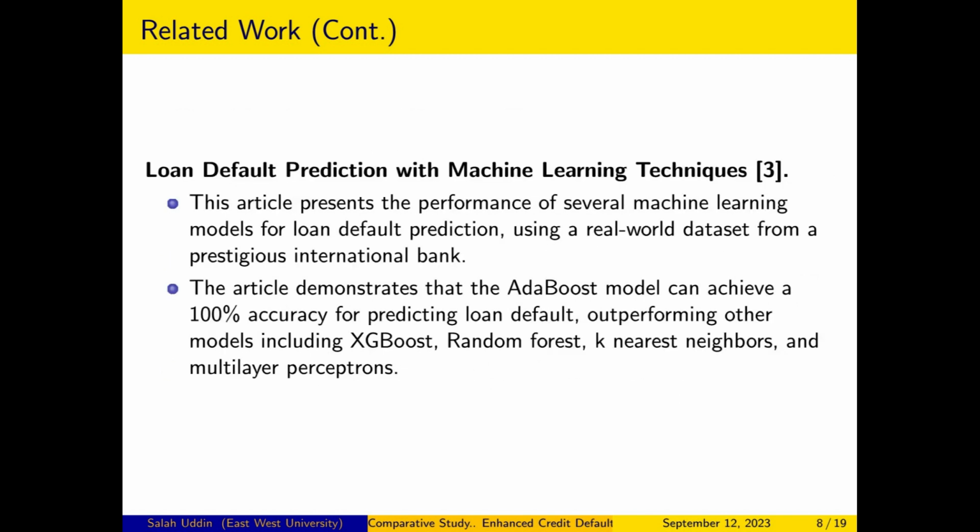This article presents the performance of several machine learning models for loan default prediction, using a real-world dataset from a prestigious international bank. The article demonstrates that the XGBoost model can achieve a 100% accuracy for predicting loan default, outperforming other models, including XGBoost, random forest, k-nearest neighbors, and multilayer perceptrons.